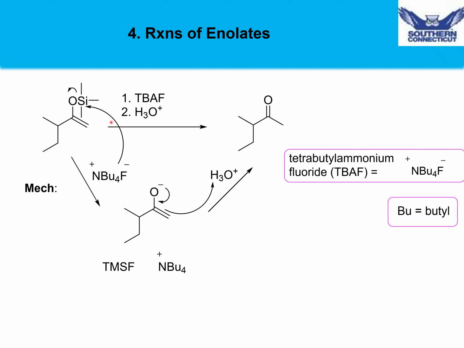If we simply want to get back to the original ketone where this silyl-protected enolate came from, instead of using an alkylating agent as a second step, we can use aqueous acid. So TBAF would initially remove the protecting group, give us an enolate, and then if we add aqueous acid, that enolate would react with it to form the original ketone where this trapped enolate came from.